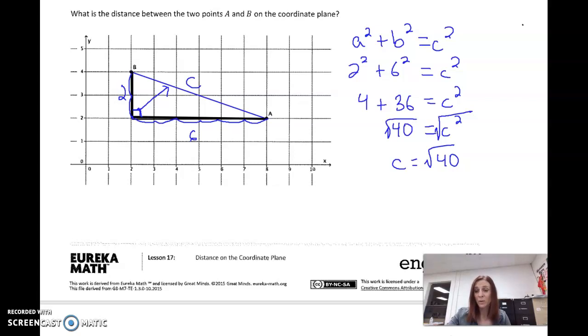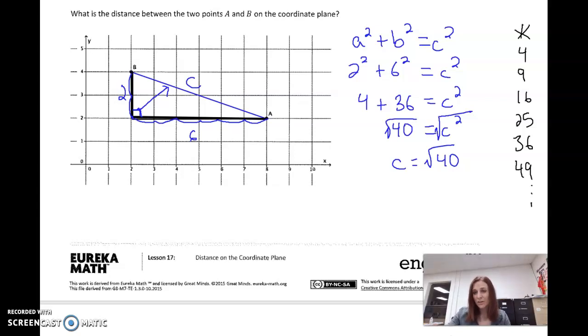So we have a list of perfect squares. 1 times 1 is 1. 2 times 2 is 4. 3 times 3 is 9. 4 times 4 is 16. 5 times 5 is 25. 6 times 6 is 36. 7 times 7 is 49, and we can keep going, okay? 1 doesn't count. 1 is a factor of every number.